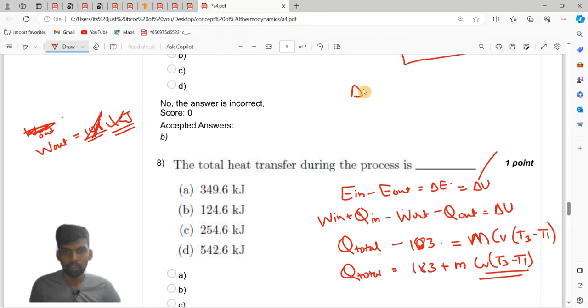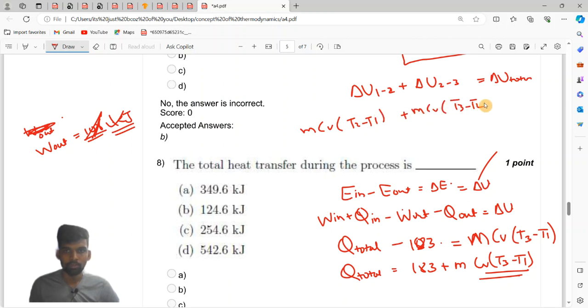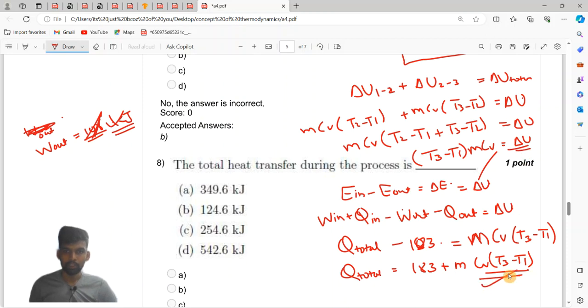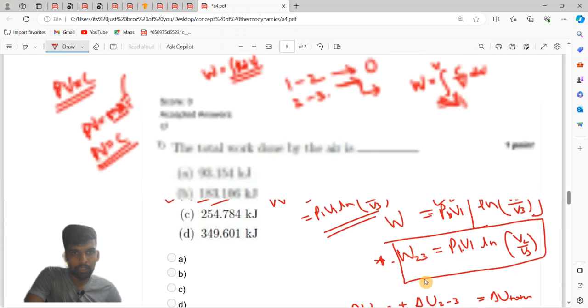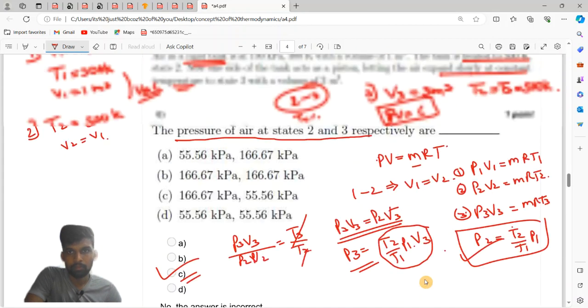Let me show you how. Suppose delta U 1 to 2 plus delta U 2 to 3 is delta U total. So it is m Cv times T2 minus T1 plus m Cv times T3 minus T2. You take m Cv common: T2 minus T1 plus T3 minus T2. So it turns out as m Cv times T3 minus T1 is equal to delta U. That's what I have written here. As for m, I hope we have calculated it. If not, you can do that easily, or they have given it. Okay, they haven't given it.